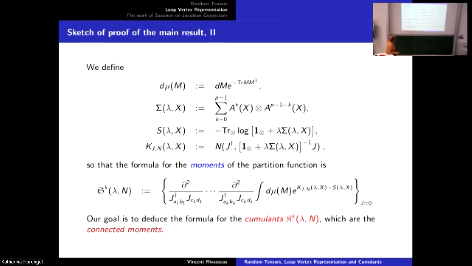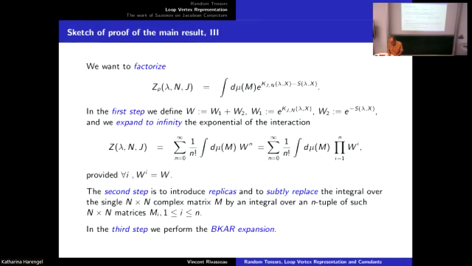We define d mu, sigma, S, and K_G,N by the following formulas, so that the formula for the moments of the partition function is sigma. You can read the formula. Our goal is now to deduce the formulas for the cumulants K, which are the connected moments. And we want to factorize.